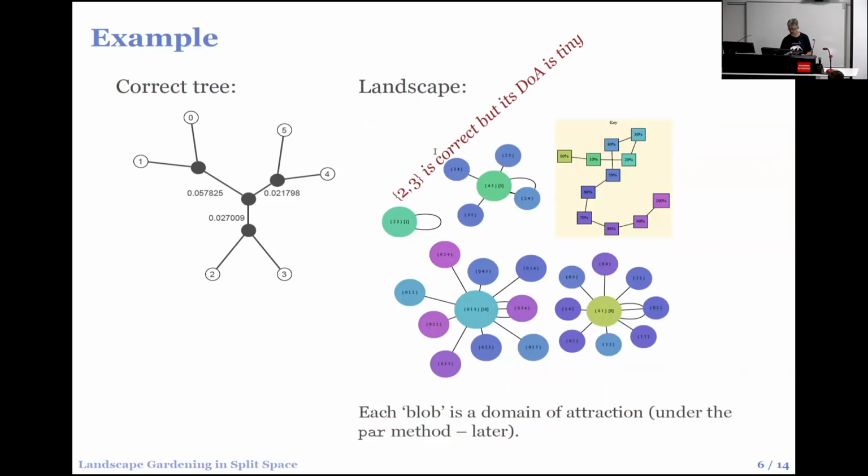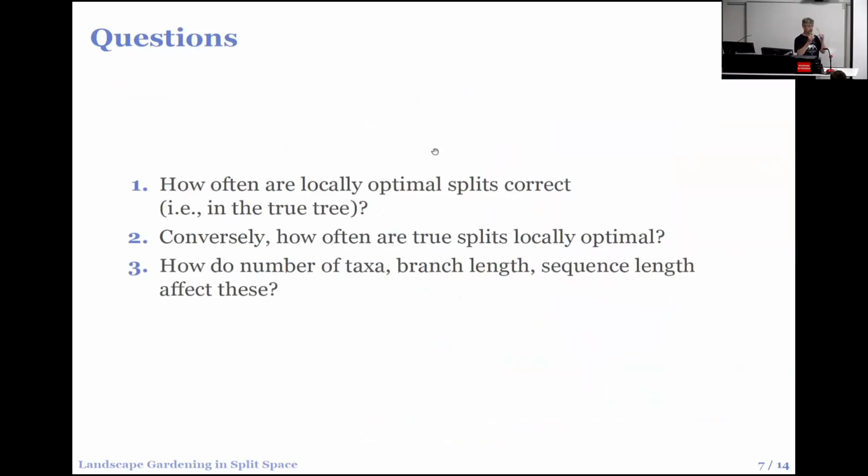So I really want to know, how often can I find locally optimal splits that correspond to branches in the true tree, and how often are branches in the true tree locally optimal? And how are all of these things affected by n, the number of species, the sequence length, maybe the model, branch lengths, and so on?